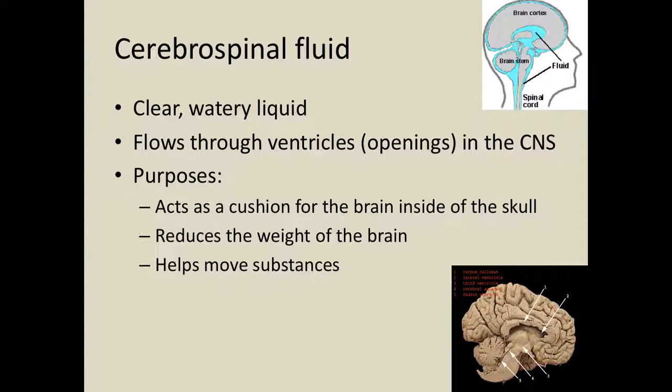Also, around your brain and spinal cord is something called cerebrospinal fluid. It's just what you think it would be. It's a liquid. It flows through some openings. You can see in the brain picture there on the bottom, there's some openings throughout the brain. The fluid flows throughout there. It also flows around the top of the brain, around the whole brain stem, down on the spinal cord.